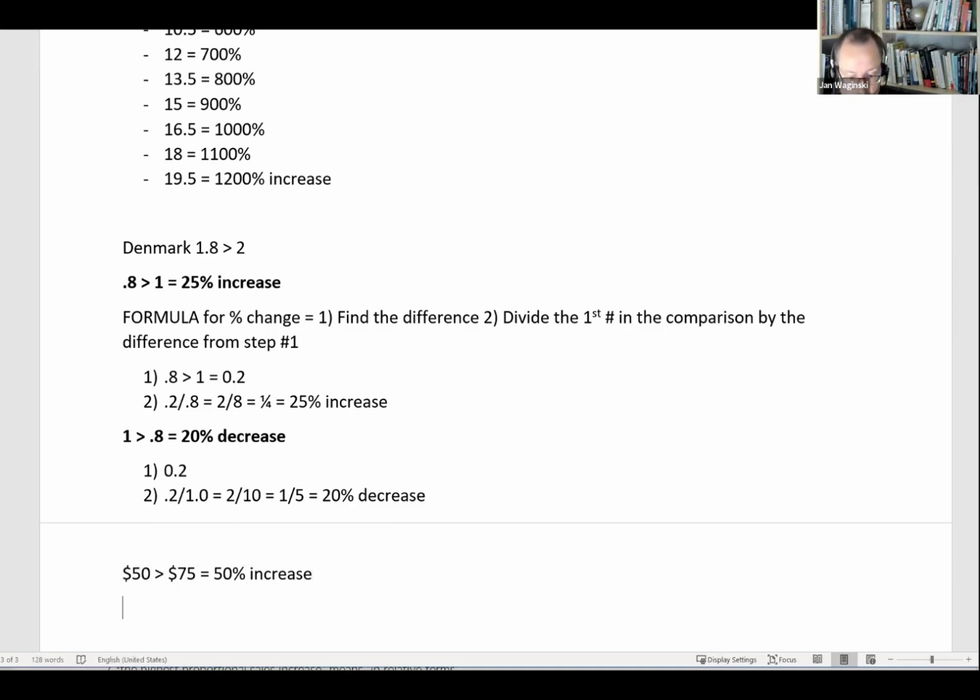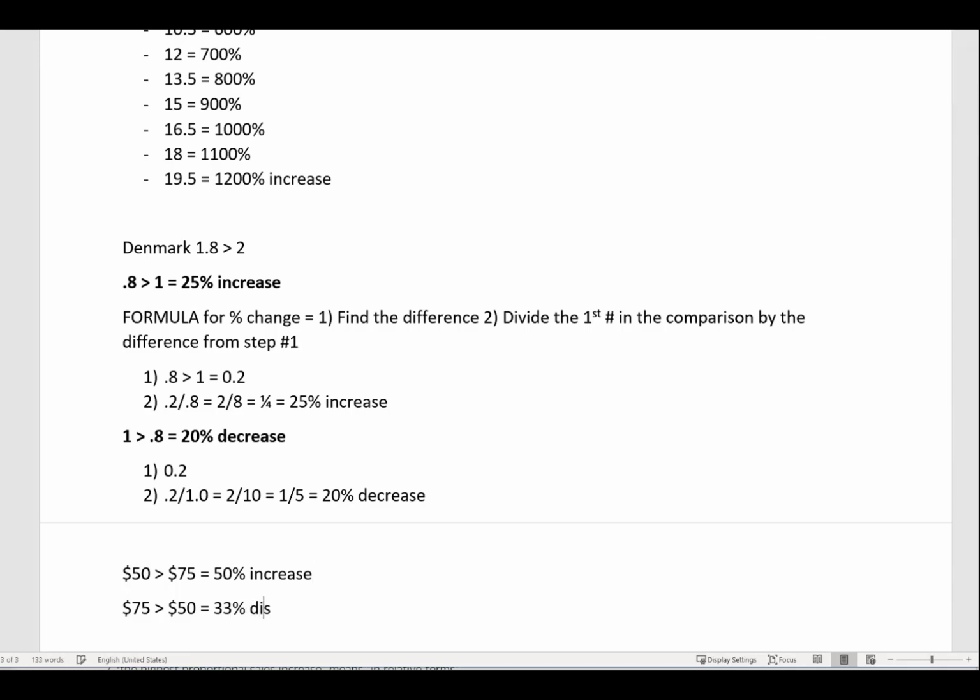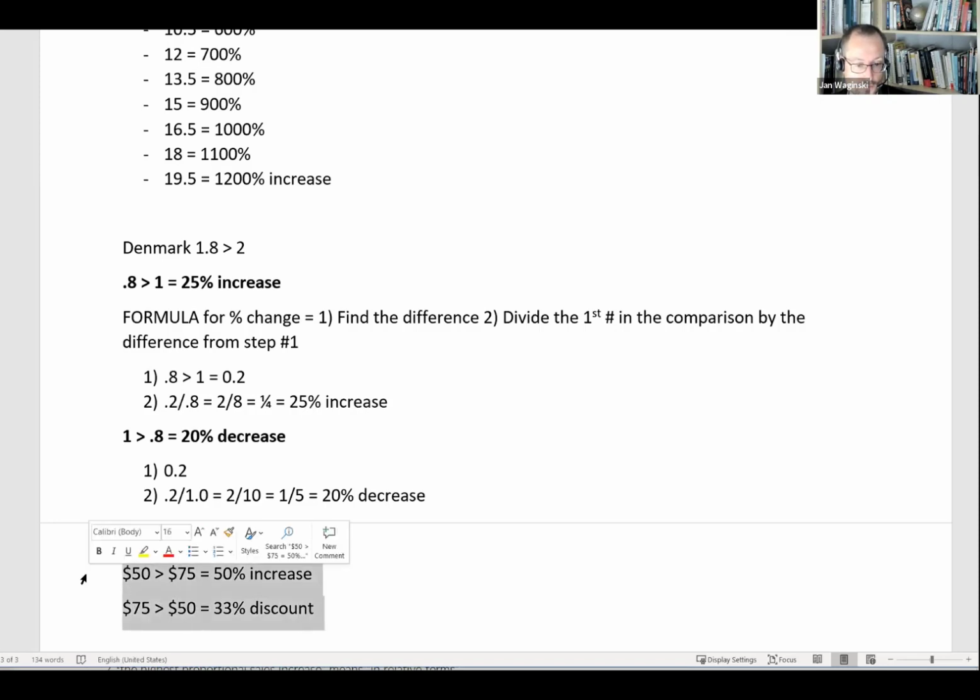But let's say there's a sale on instead, and it goes from 75 to $50. How much is the sales discount? 33%. Yeah. Because again, our difference is 25, but this time we have to divide 25 into 75, which is the first number in our comparison, and that's a third. Same numbers, different direction, very different result.